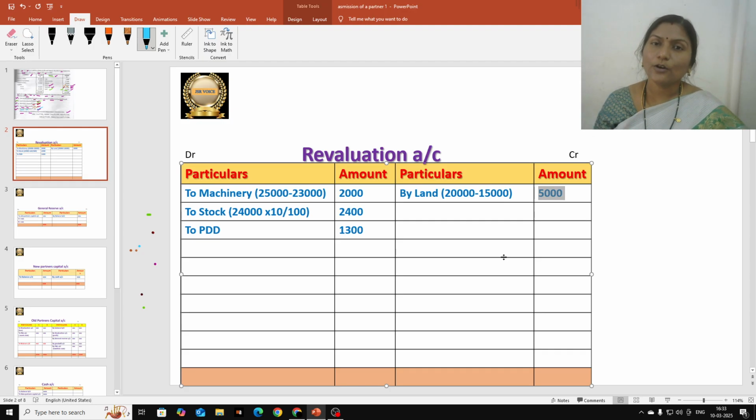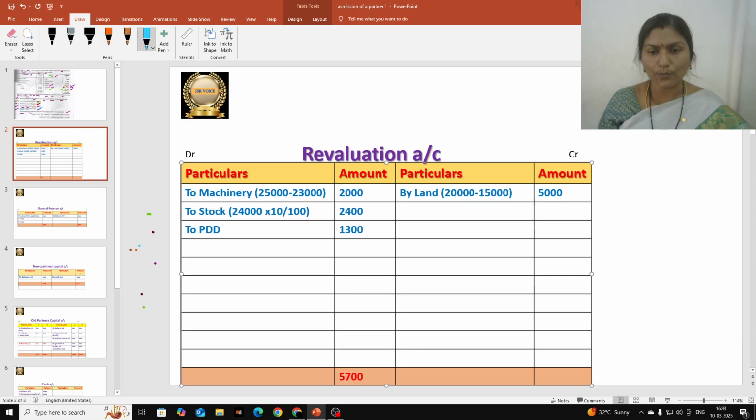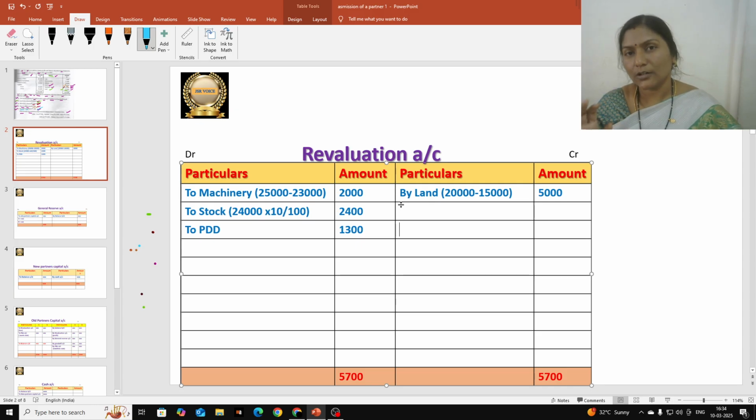More amount we should record in totals on both the sides. So more is how much? 5,700. Let us write 5,700 on both the sides in totals. Always the more amount we should write on both the sides in totals while balancing. And less amount is on credit side. Come to credit side, and here we are going to record the answer in revaluation account. If we get less balance on credit side, that is called revaluation loss. If we get it on debit side, that is profit. It may be profit or loss, both should be distributed to old partners.